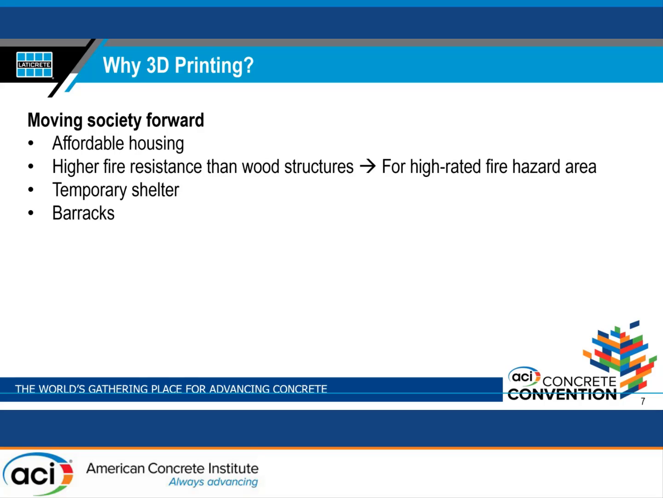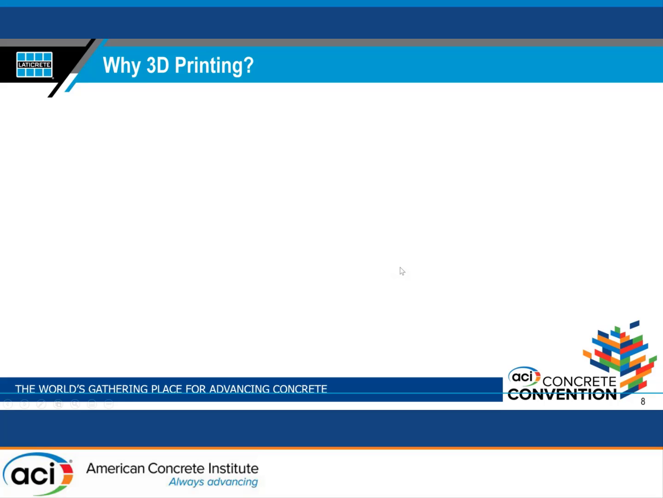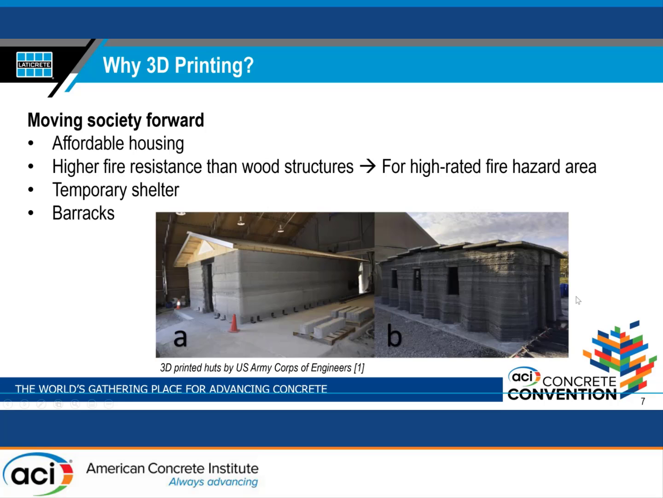This can address the fire hazard problem in areas which are prone to wildfire. As we know, recently some areas like California and Australia were hit by wildfires, which burned down many houses, leaving many families without homes. 3D printing can also be used to build temporary shelter for refugees in areas hit by disasters. In the military, 3D construction printing can be applied in building barracks. As you can see in the right picture, the printed structure has a certain geometry designed so that it can be more resistant to blasts.